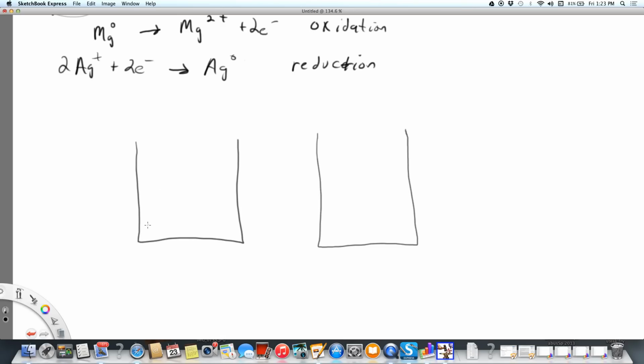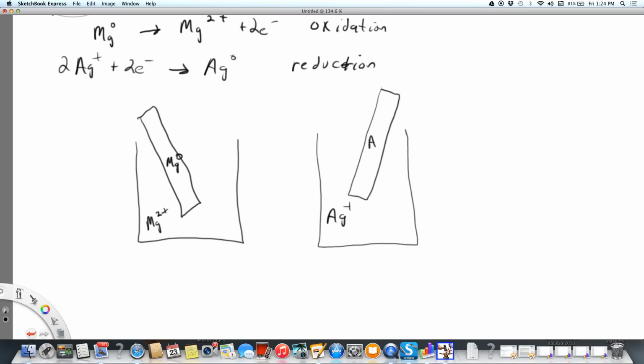So on the left here, and it's very important what goes on the left, I'm going to have magnesium ions, and I'm going to have a strip of magnesium. Draw that a little better. So here is magnesium metal. Get it right the third time, hopefully. Okay, so here's magnesium metal. And over here, I'm going to have silver ions. Let's say it's in silver nitrate. And here's a piece of silver metal. Okay, so here's my solution. And we could say we've got nitrate as our counter ion.